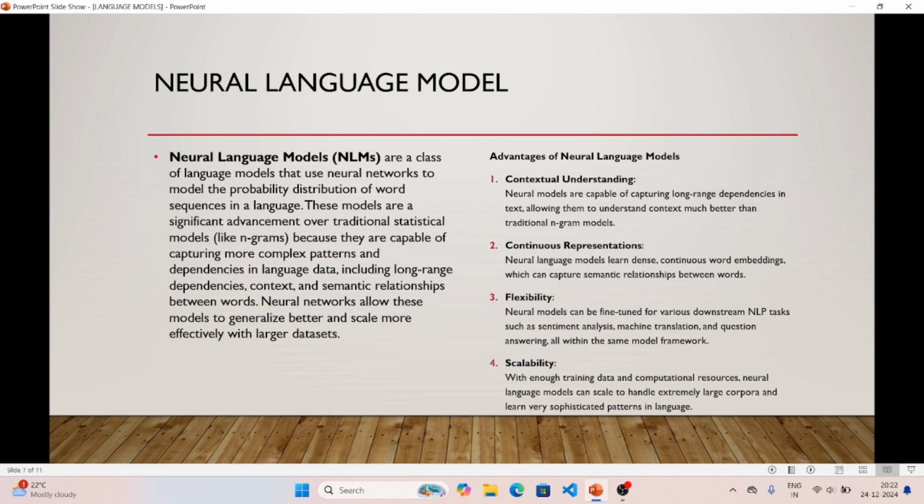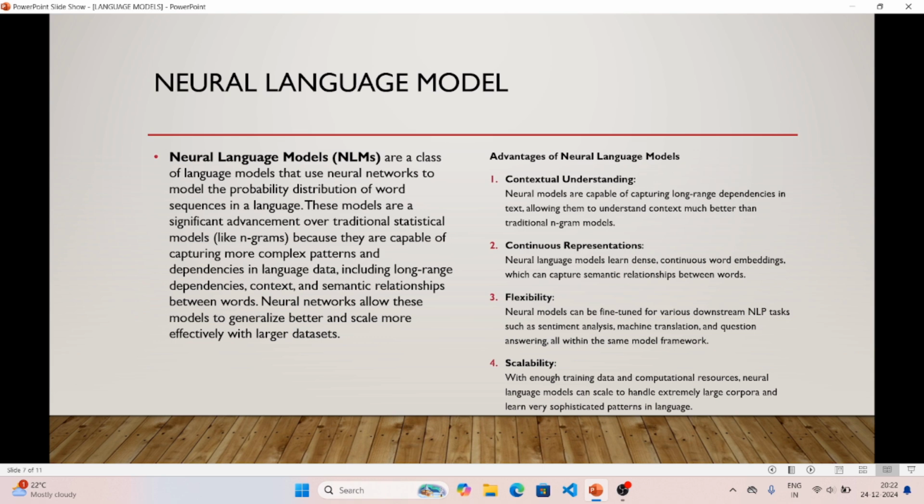Coming to the neural language model. Neural language models are a type of computer model used to understand and generate language, like how humans speak or write. Unlike older models, which only look at short sequences of words, NLMs use a technology called neural networks to look at longer stretches of text and learn more complex patterns in language. Overall, NLMs are more powerful than the older models because they can handle complicated language patterns, understand longer pieces of text, and make smarter predictions.